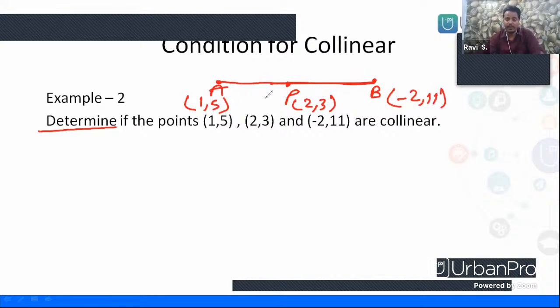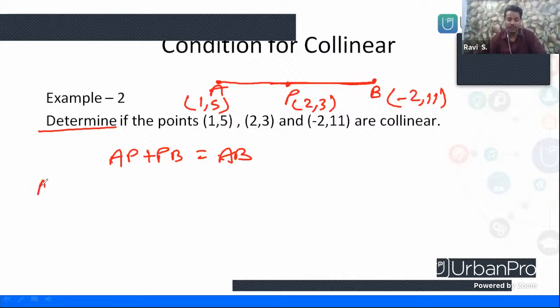if the points are collinear, guys, then if I add these two distances, AP plus PB, it will give you AB. Correct? Because AB is nothing but AP plus PB. So you need to find the distance between AP, then the distance between PB, then the distance of AB, and then add the first two and see whether they are equal to the third value or not. Okay, let me show you how.